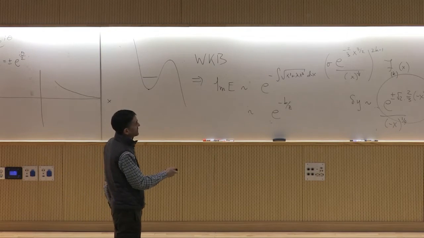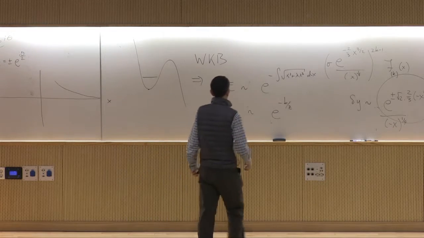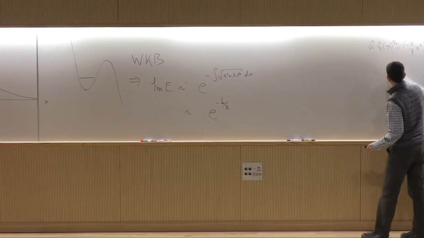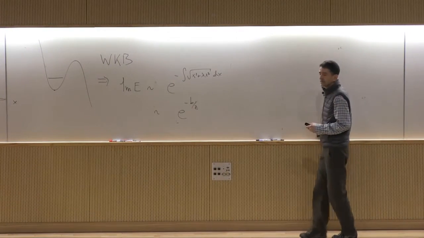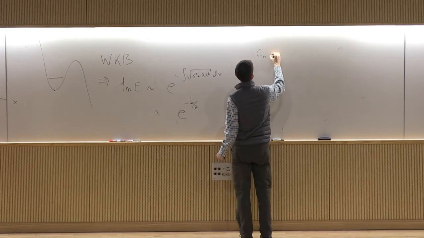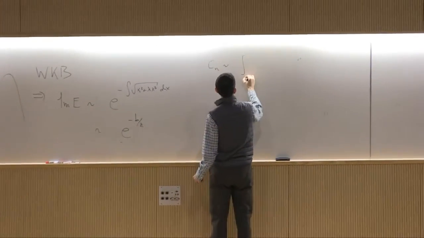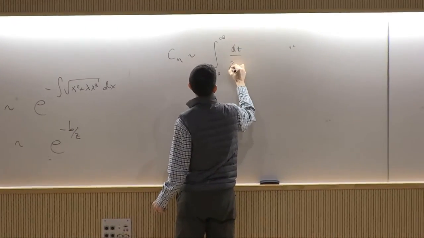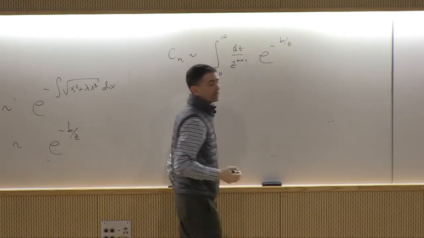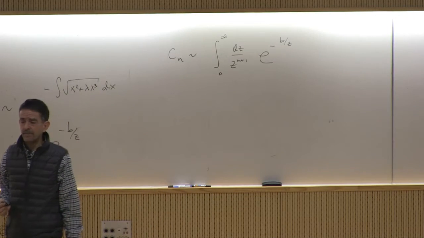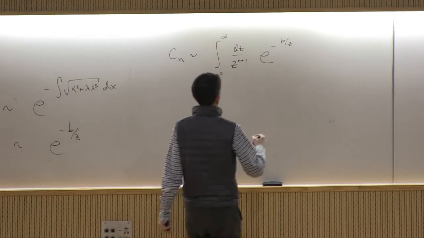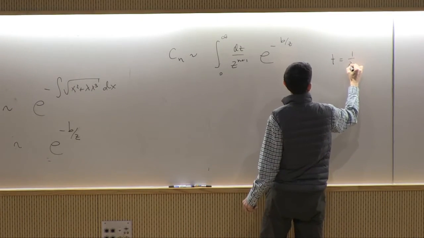So now let's insert that into this integral and say, when n is large, this thing is dominated by the behavior near 0. So let's say that the coefficient Cn is going to go like integral 0 to infinity dz over z to the n plus 1 of something that's going like e to the minus b over z. You can insert the prefactor and refine this argument if you like. And now let's call t 1 over z.